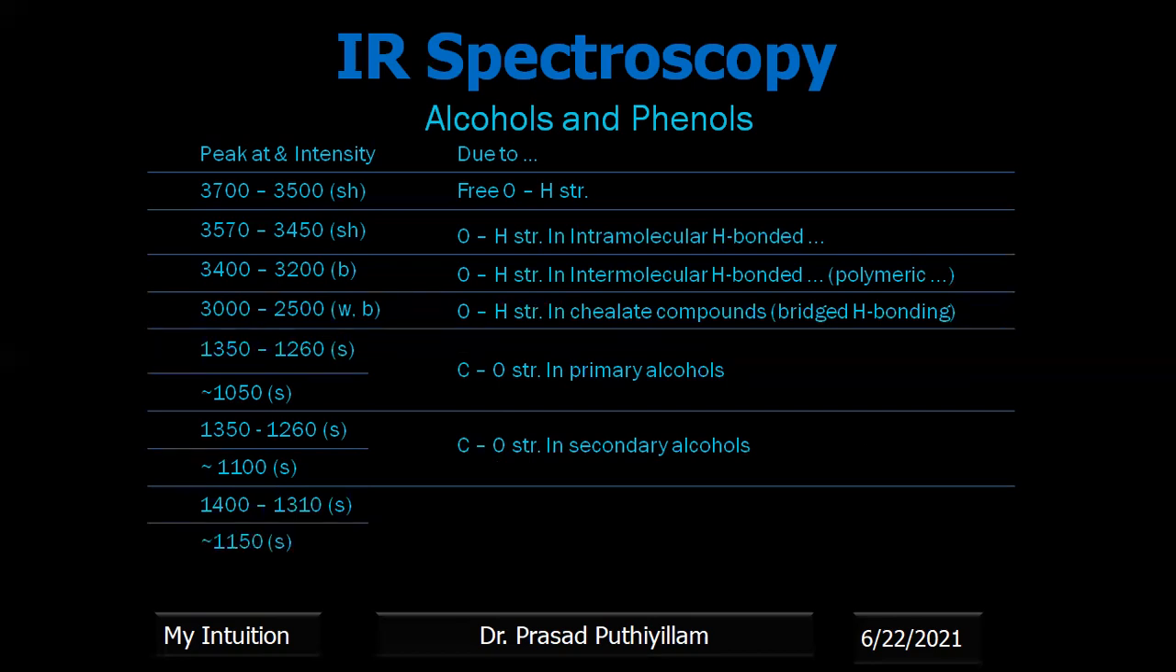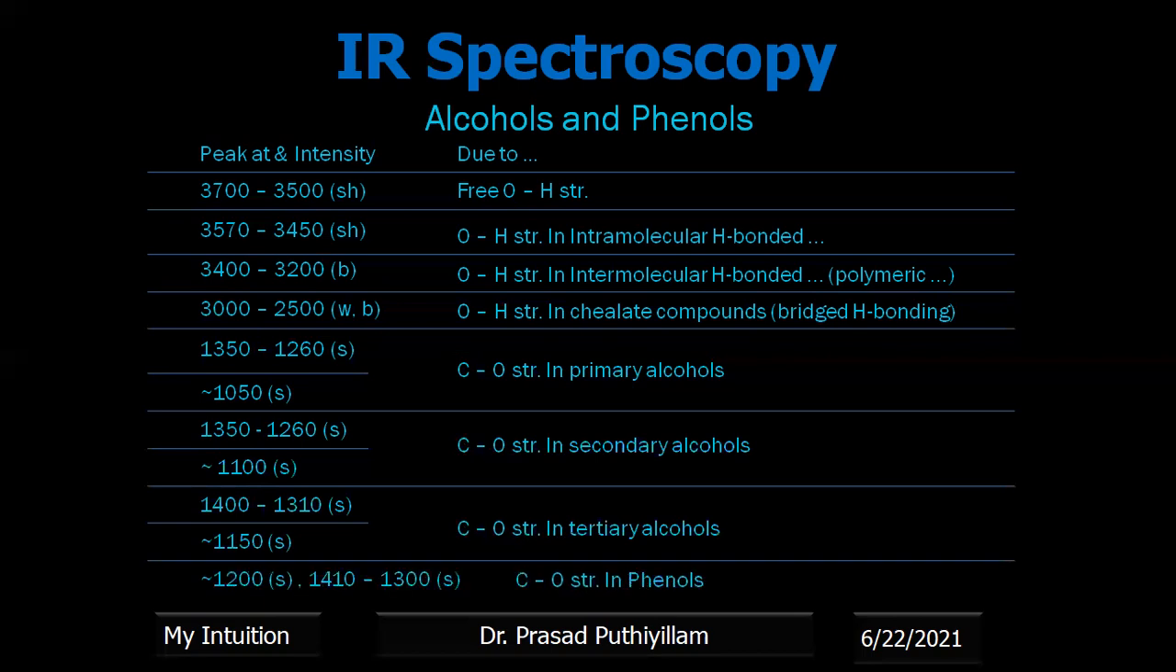1400 to 1310, a strong band, or approximately 1150, a strong band, if it is there, that is because of tertiary alcohol. Then approximately around 1200, a strong band, and a band in between 1410 and 1300, that represents the CO stretching in phenols. Okay, so for phenol, we can say these two bands are the characteristic bands of phenol. The remaining are also present because it contains an OH group.